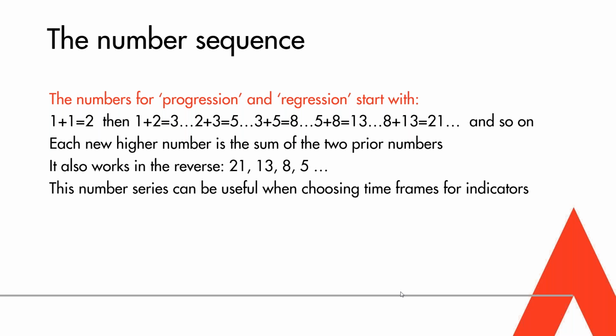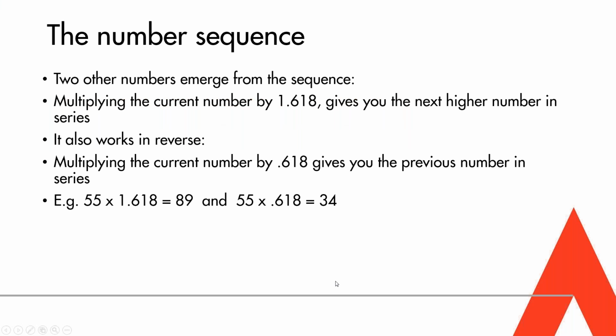So this number series can be very useful when choosing a time frame for an indicator. So most of the time I'm using an indicator, I'm thinking of a time frame to use, I'll typically pick one of these Fibonacci numbers like 13 or 21, 34, etc. And that's how I typically pick a time frame for an indicator. It also makes the process of choosing that time frame more mechanical.